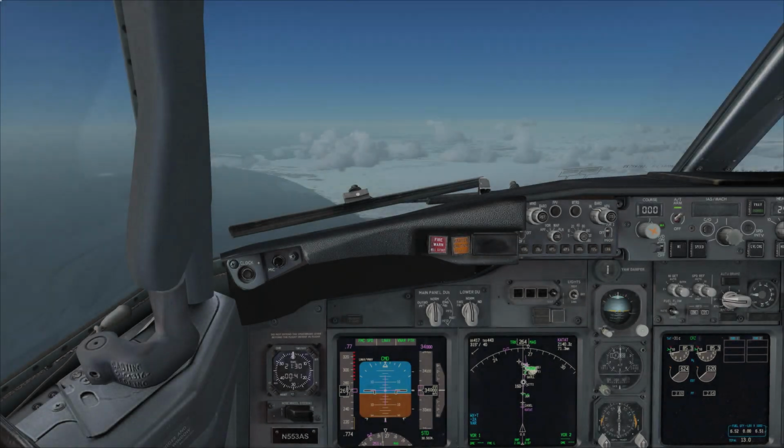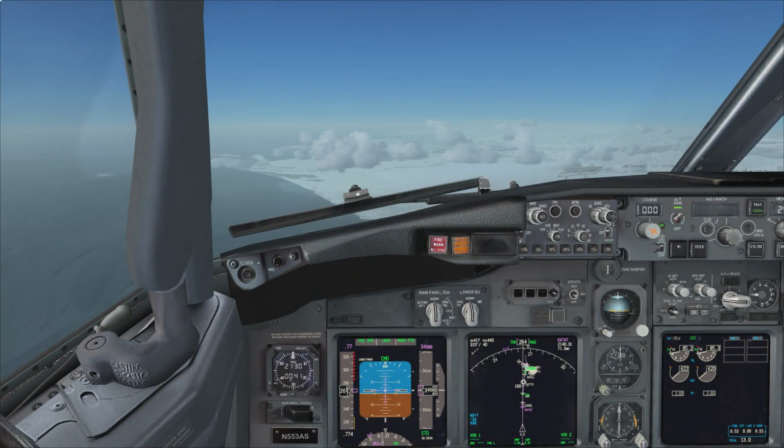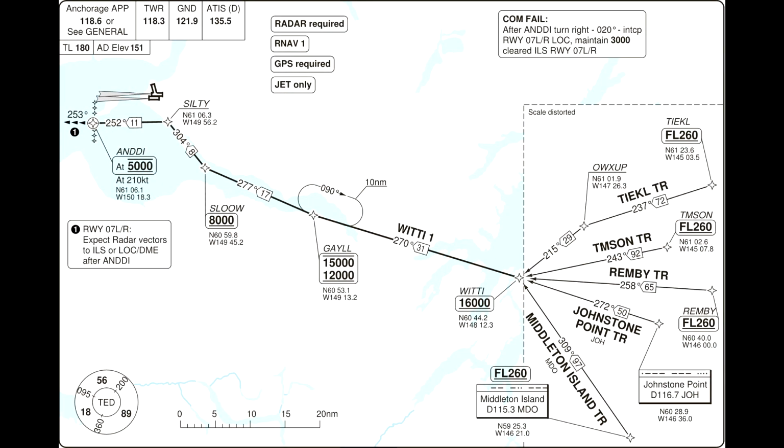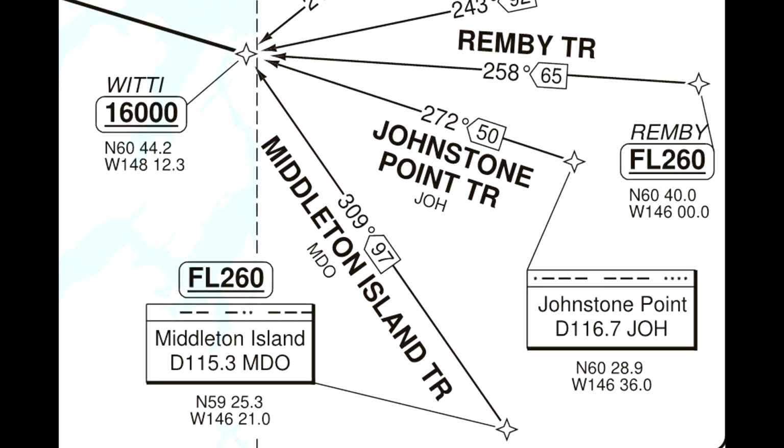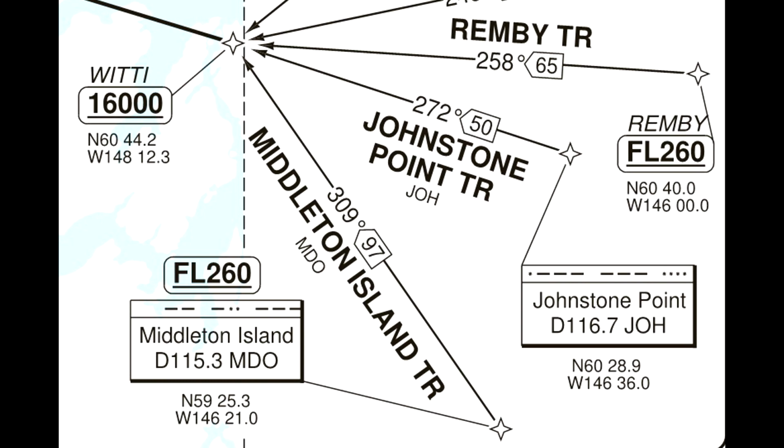Alright, still about, I guess, 120 or so miles away from top of descent, which is very early, but I want to talk through these charts. So the first chart I want to look at is the star. Now looking at the star, we are going to join the star at Johnston Point, which is Juliet Oscar Hotel. Now that's actually a VOR, it's 116.7.